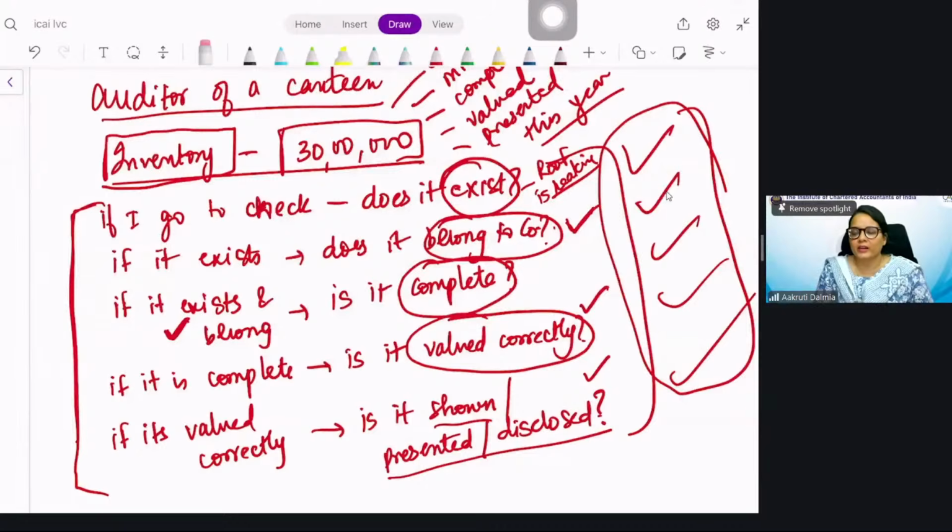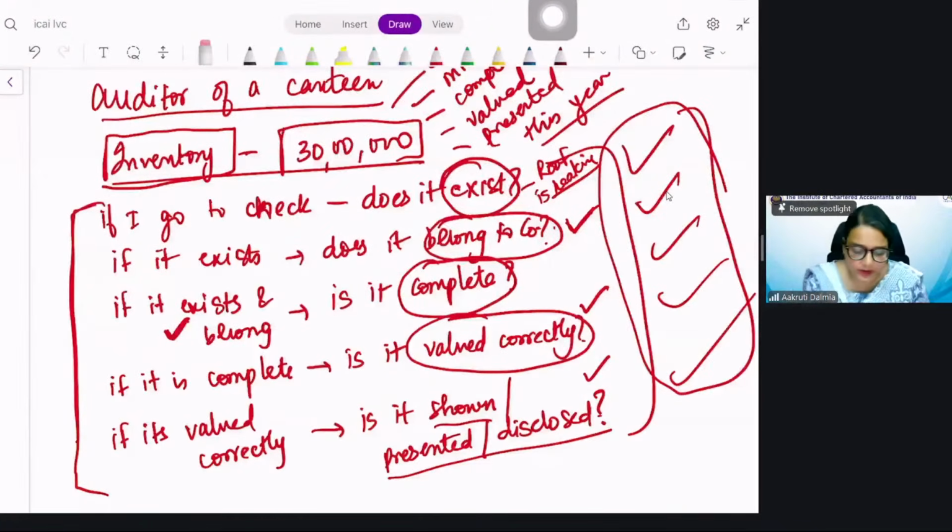But where can inherent risk be high? Suppose the inventory is gold. Where is the inherent risk high? Where is the complication? Valuation. Why is valuation having more inherent risk if the inventory is gold? Because it is a complex calculation. It changes every day. Very volatile.